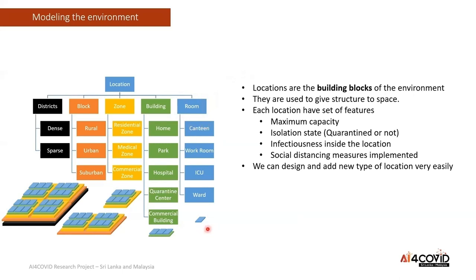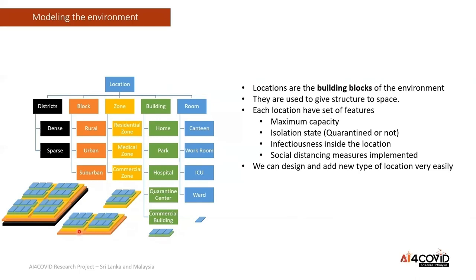For example, you can see here there are rooms, so canteens, working rooms, ICUs, those kinds of rooms here. So we can connect different working rooms and build a building, a commercial building like this. And within the building, we have different rooms in there. For example, we have 3 rooms here. And after that, we can connect different buildings to create a different commercial zone like this. So like that, we can build very complex environments using these locations.